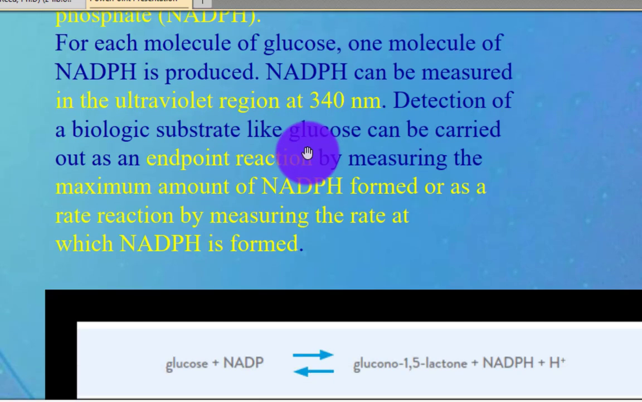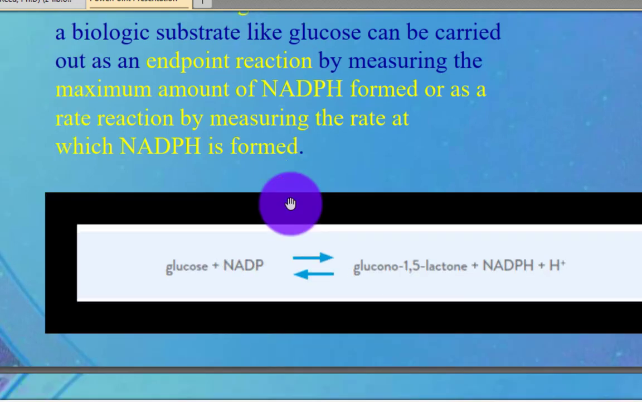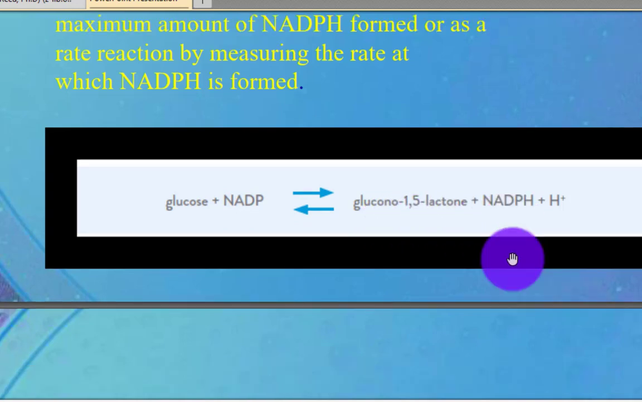Detection of a biological substrate like glucose can be carried out as an endpoint reaction by measuring the maximum amount of NADPH formed, or as a rate reaction by measuring the rate at which NADPH is formed. Glucose plus NADP+ yields glucose 1,5-lactone plus NADPH.